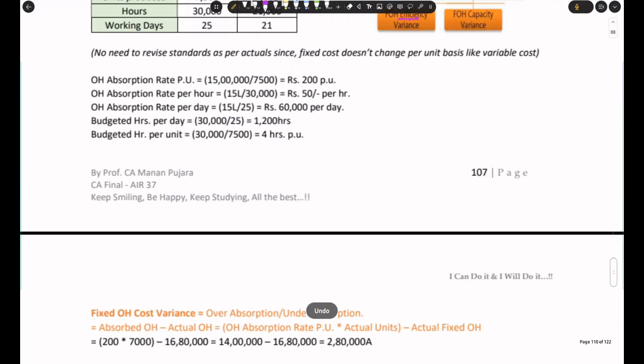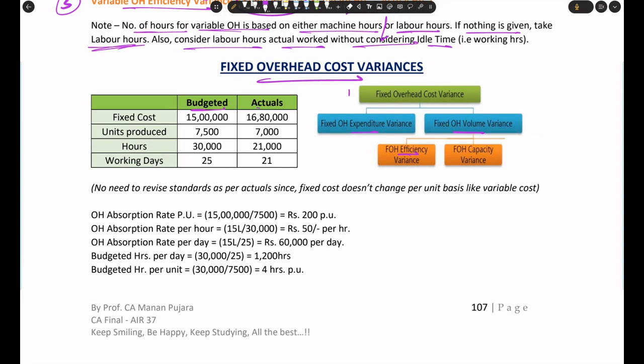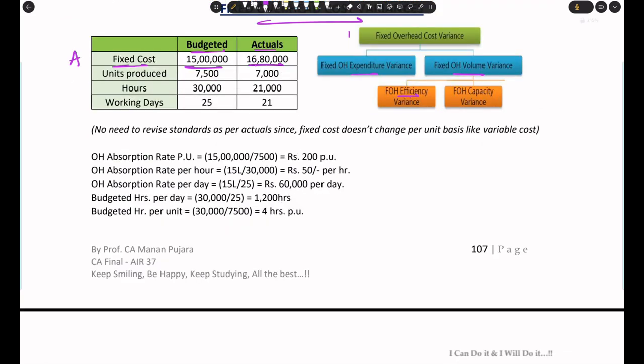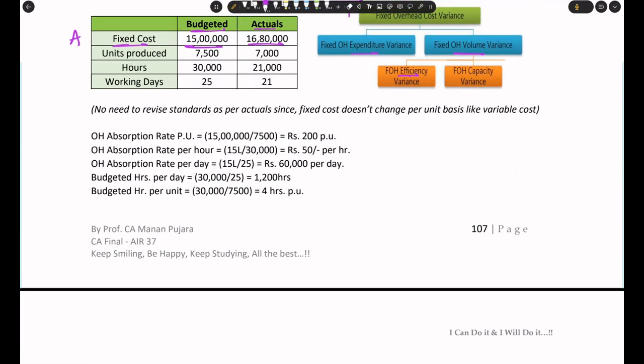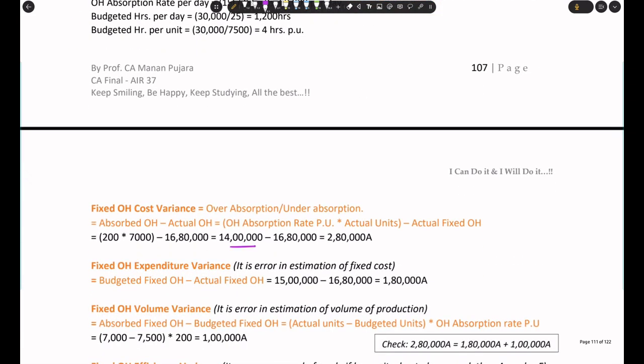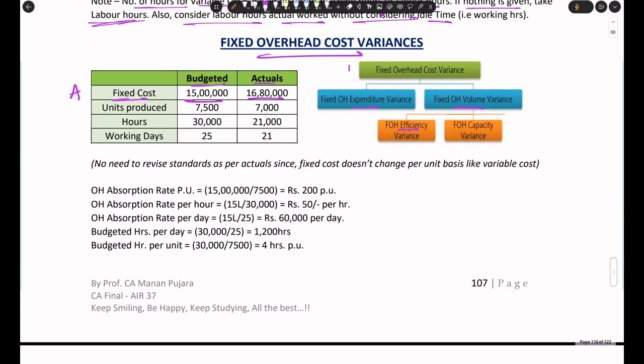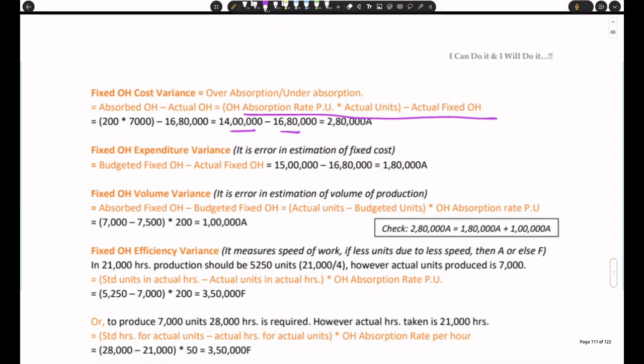The budget and actuals. The fixed cost is given; budget is this, and actual we obviously used more, so this will be an adverse variance. This will be the fixed overhead cost variance. Yes, this is 2,80,000 adverse. 14 lakh minus 16,80,000 is equal to 2,80,000 adverse. It was very obvious, budgeted minus actual.